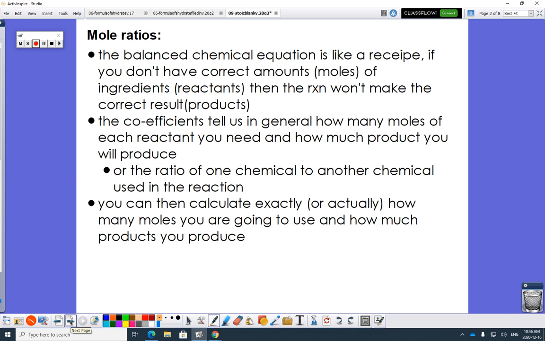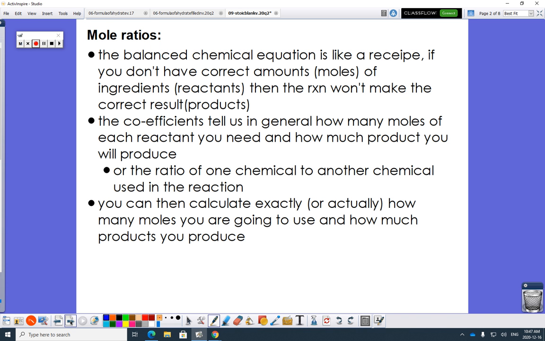So the balanced chemical equation is like a recipe. If you don't have the correct amounts, always in moles, okay? So if you get grams, you have to change it into moles of the ingredients or the reactants, otherwise the reaction won't make the correct result or the products. Or it'll make an inappropriate amount, and maybe it's too concentrated, too dangerous, whatever, okay?